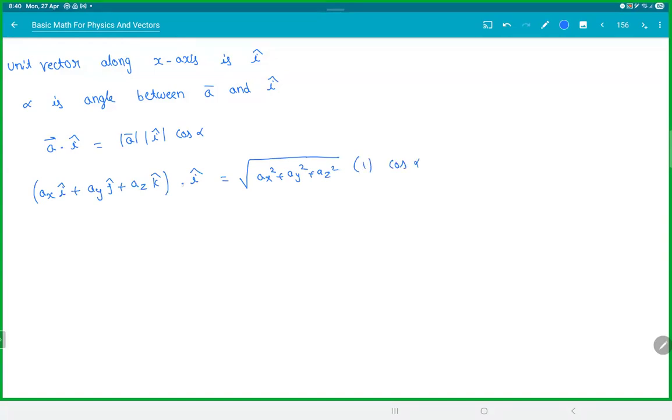So when you do the dot product, you know what to do. Only i components will multiply. You end up with ax, bring that thing down here. Ax square plus ay square plus az square, root, is equal to cos alpha. I'll write the whole thing for once. There, we get cos alpha like this.